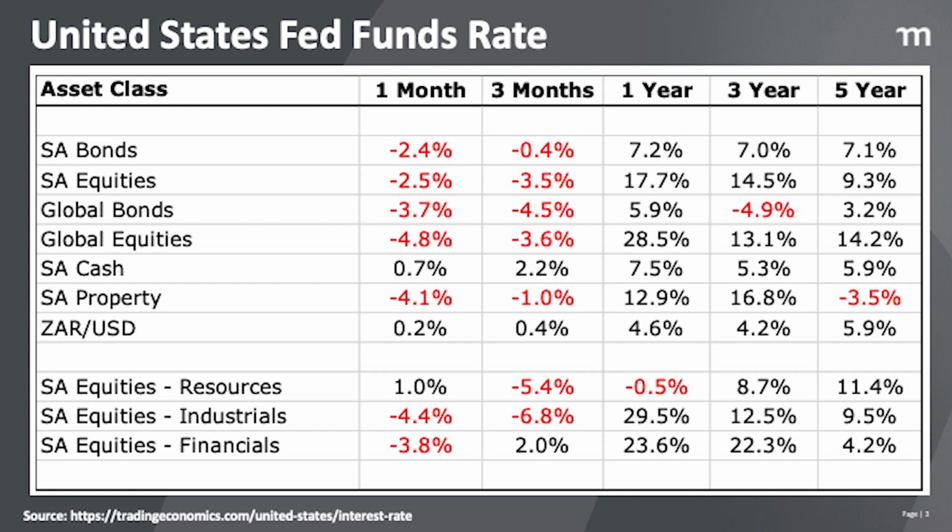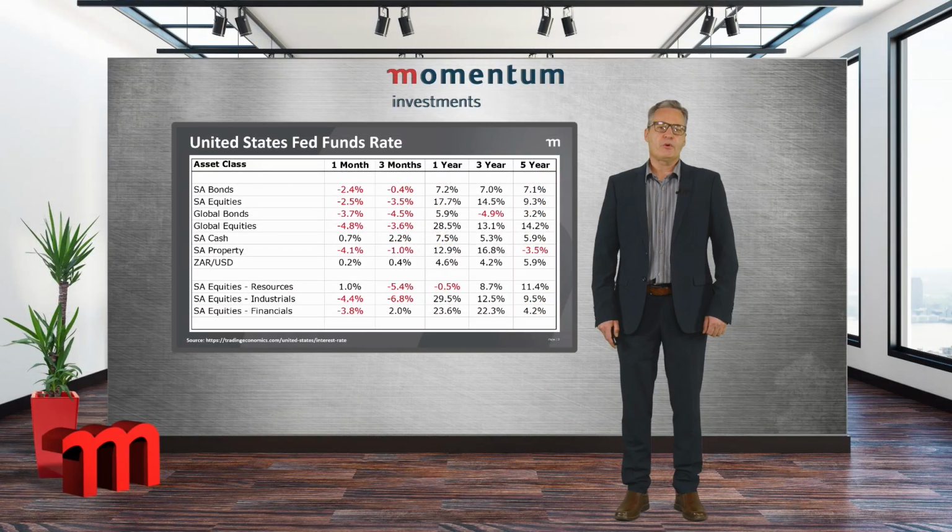Furthermore, sticky inflation and the associated likelihood of interest rates being higher for longer resulted in a sell-off in both local and global bonds. The yield on the US 10-year Treasury is now trading at its highest level in 17 years as at the end of September. Local bonds ended the quarter down 0.4% and global bonds delivered negative 4.5% in rand terms.